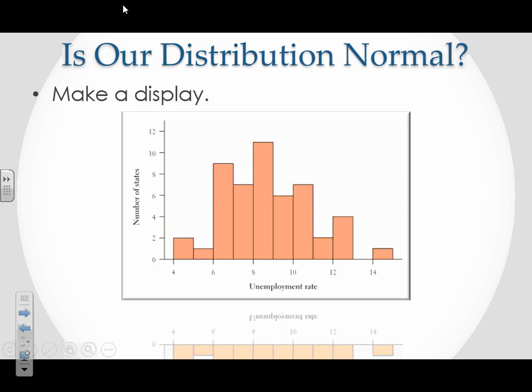Does it appear to be fairly symmetric? Yeah, it appears to be pretty symmetric.